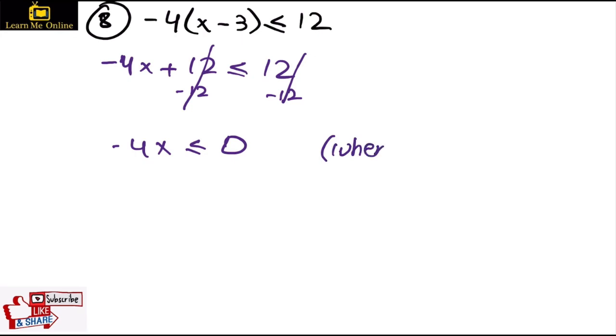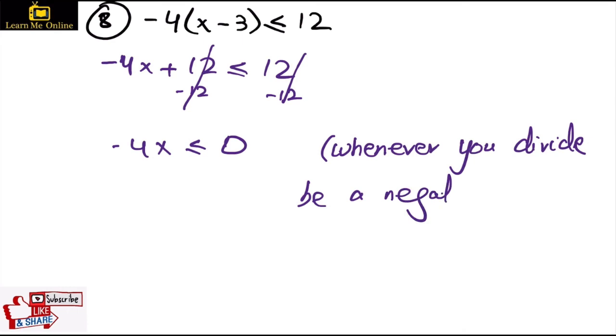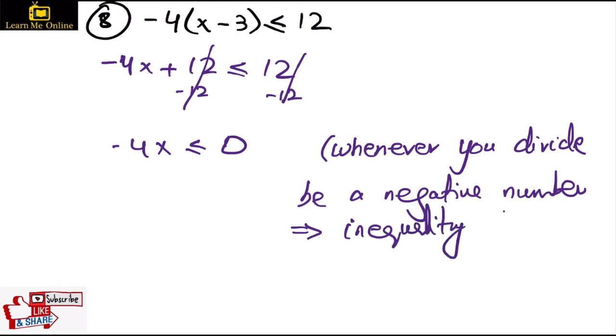So I'm going to write it down. This is very important for you to remember. Whenever you divide by a negative number, what happens? The inequality flips. Which means that if it's less than or equal to, it would be bigger or equal to.